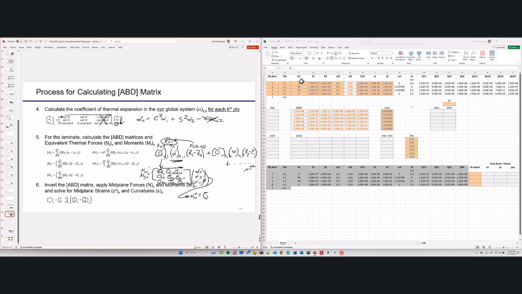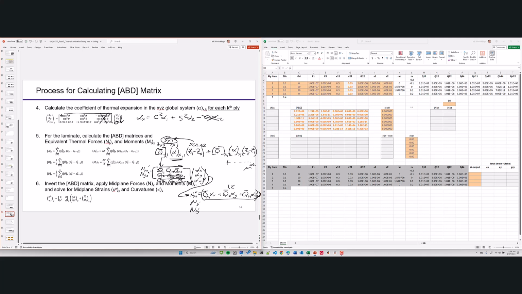So it's going to be Q bar 1 1 times alpha x plus Q bar 1 2 times alpha y plus Q bar 1 4 times alpha xy. And so I have to do that for all of them. I've got to do the next row, and then the next row for each one of these. I just have to do that fully out before I multiply this by the scalar, which would be the z k minus z k minus 1, which gets added on the back of that after I do this whole thing out.